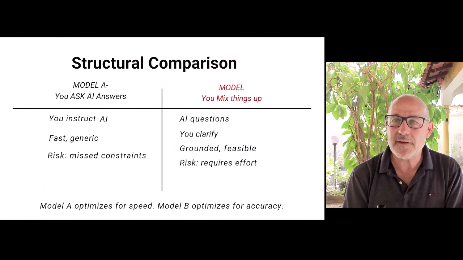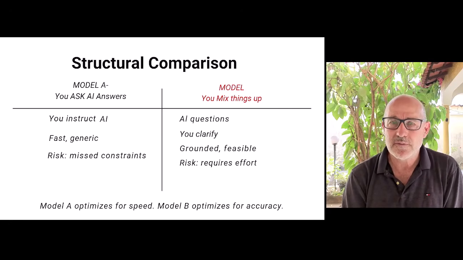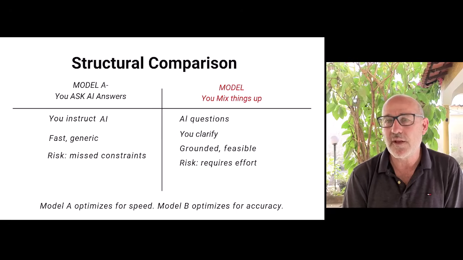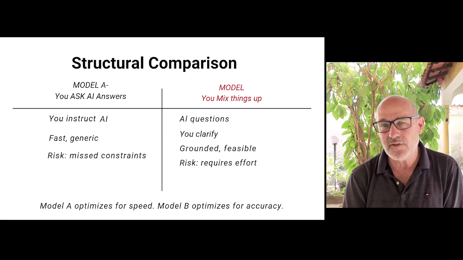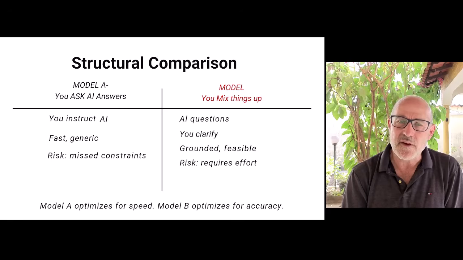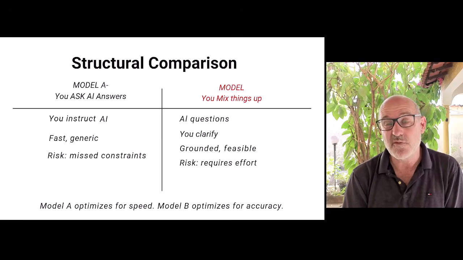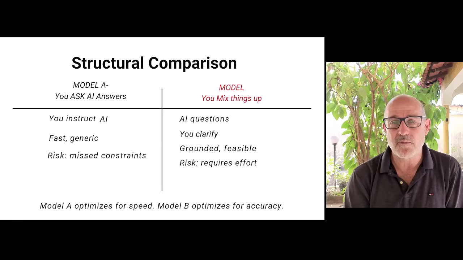Now, there are basically two ways to use AI. Model A, you ask, AI answers. Output is fast, generic. The risk, the answer is built on your unexamined assumptions. Model B, you mix things up. You ask, but then ask AI to ask you questions. You clarify. The output is then grounded in actual constraints and objectives. The risk is it can be frustrating, and it takes effort up front.